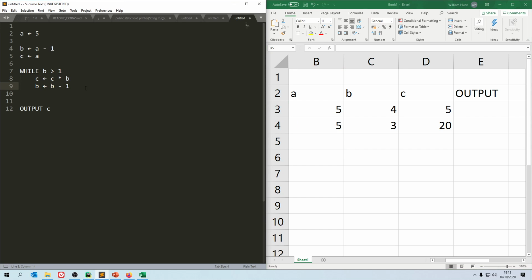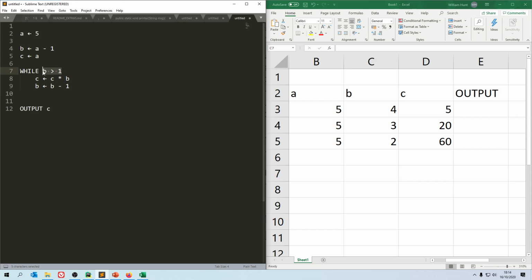A is still 5. A hasn't been touched. Now we've finished this run of the loop. Now we go back up to the top and we check the condition. Is B greater than 1? Yes, it is. So we go through again. Now C equals C times B. Well, C is now 20. So C times the new B, because this is what B is now. C is now 20. B is now 3. The answer here is 60. Then B equals B minus 1, 2, and A is still unchanged.